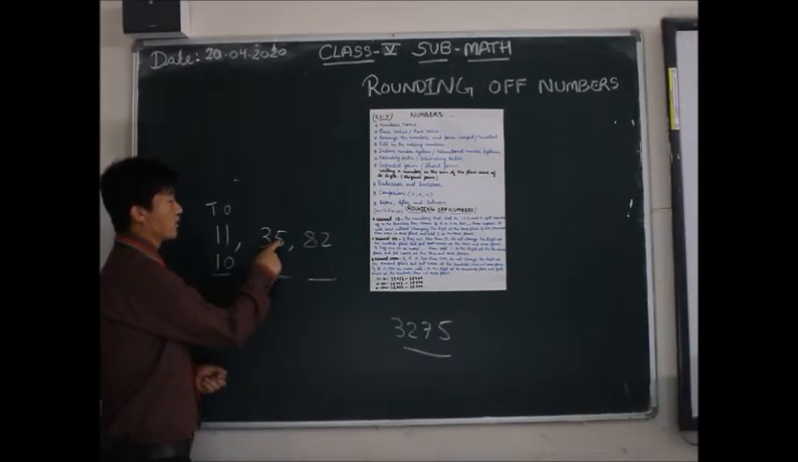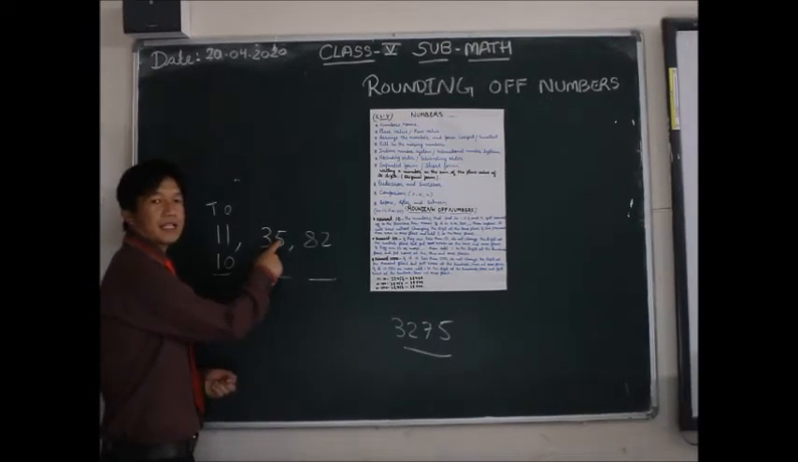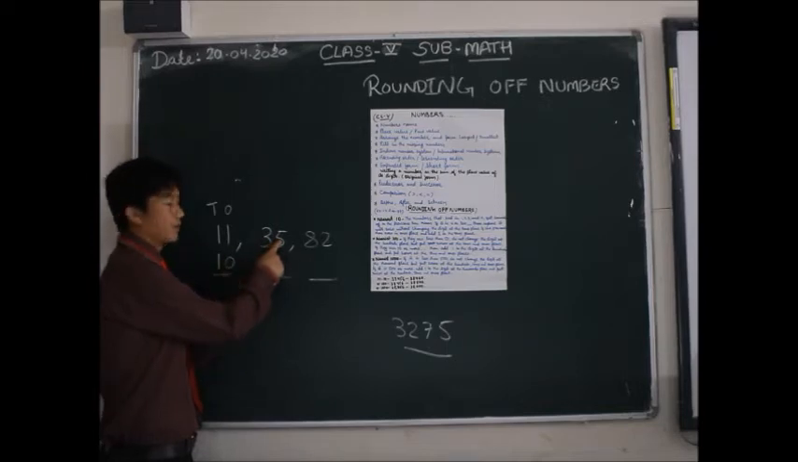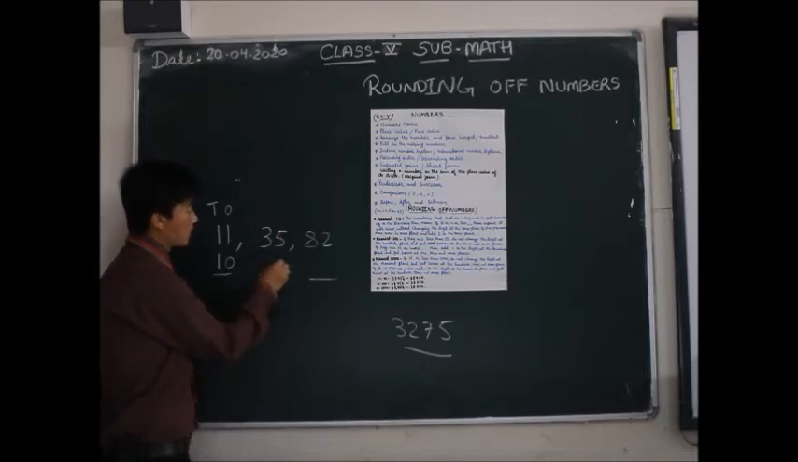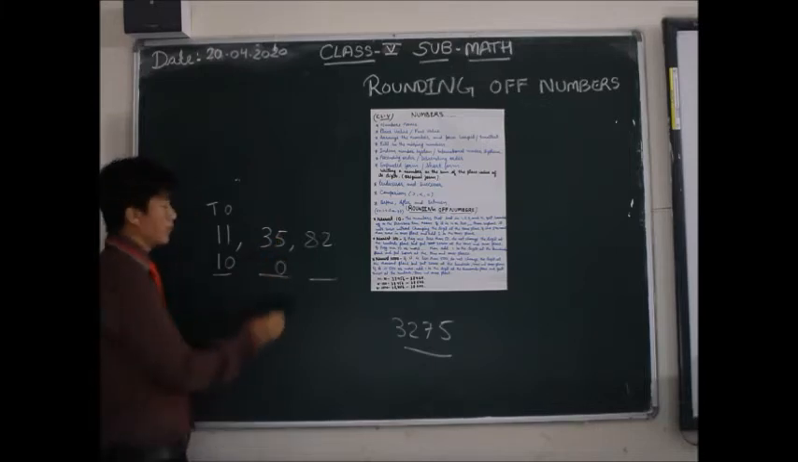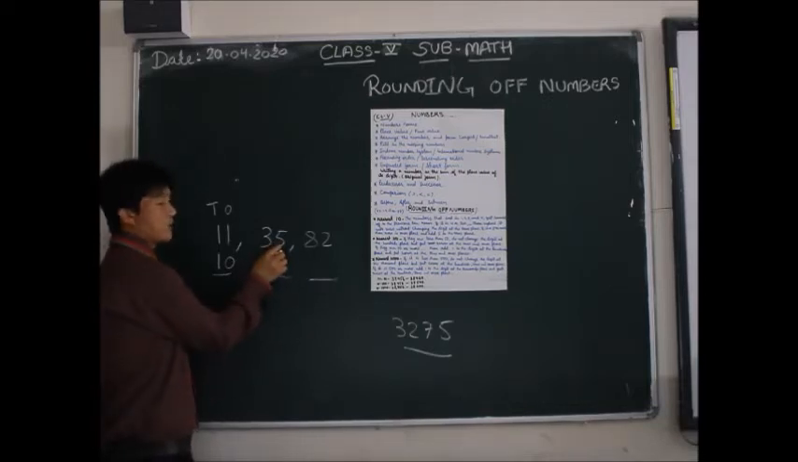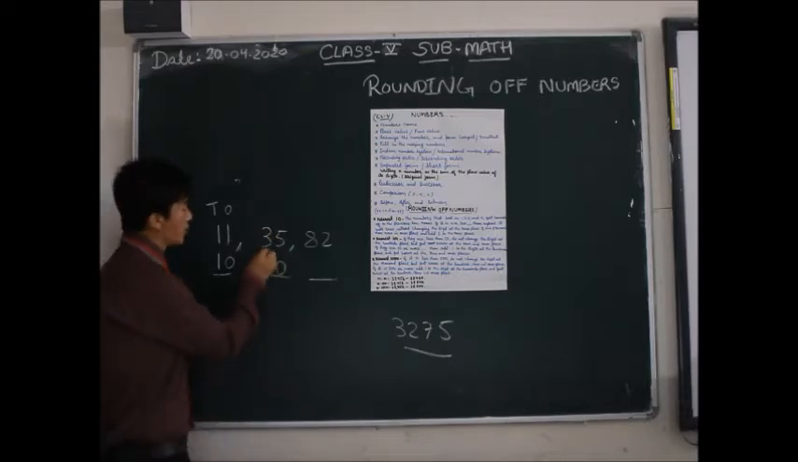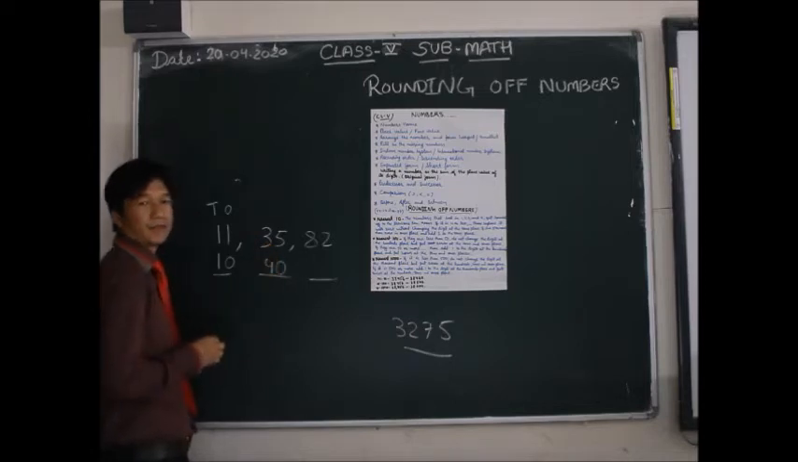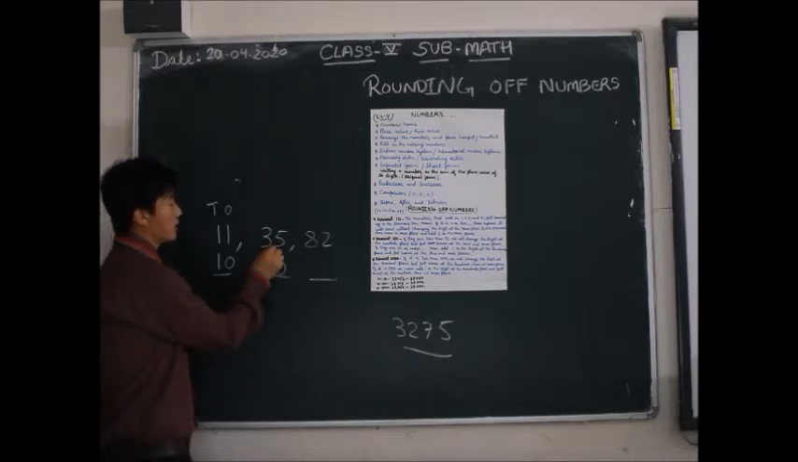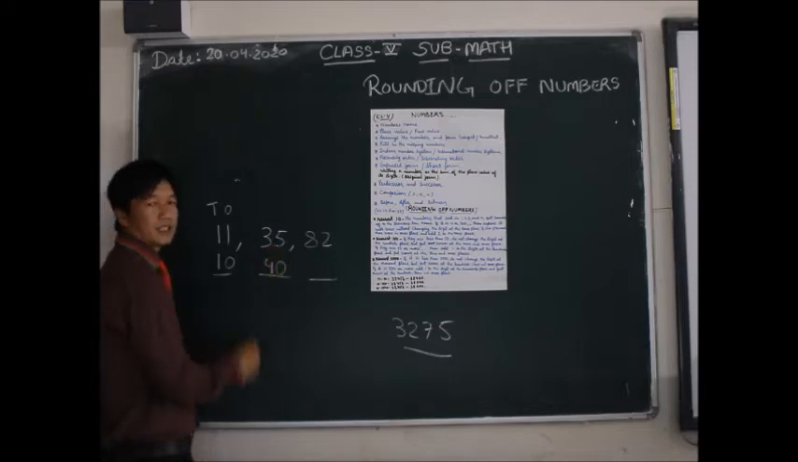Check. 5 is more than 4. That means ending greater than 4. Okay, 5 is greater than 4. That means in the ones place we have to replace this number with 0, and since this number is greater than 4, we have to add 1. 3 plus 1, what comes? 4. That means 40. So rounding 35 to the nearest 10 is 40.